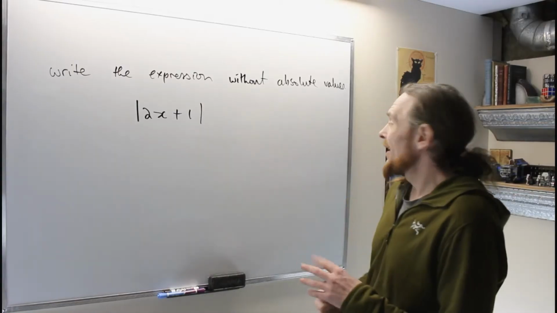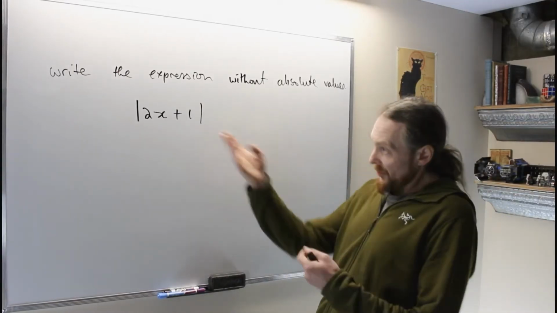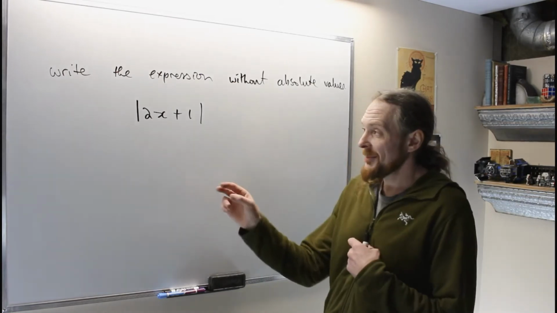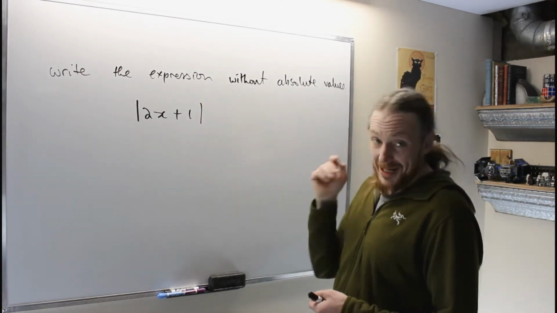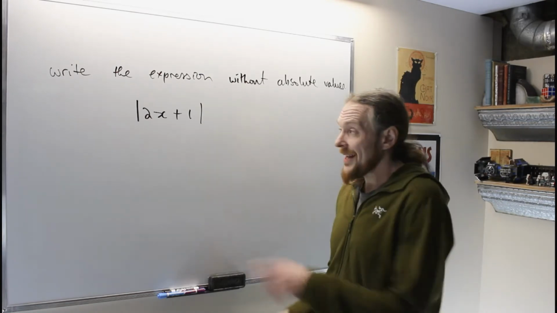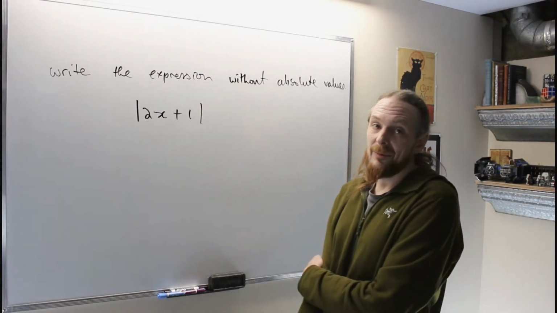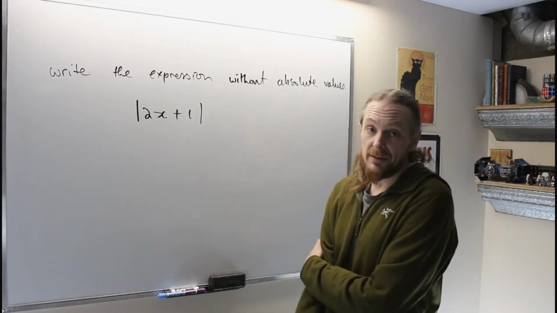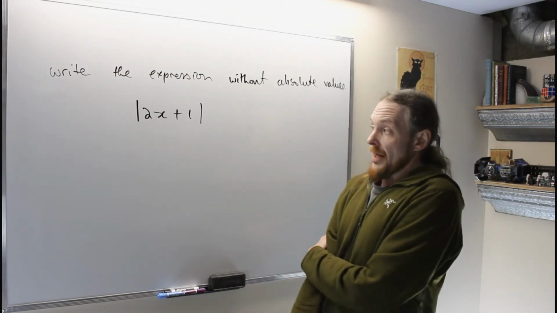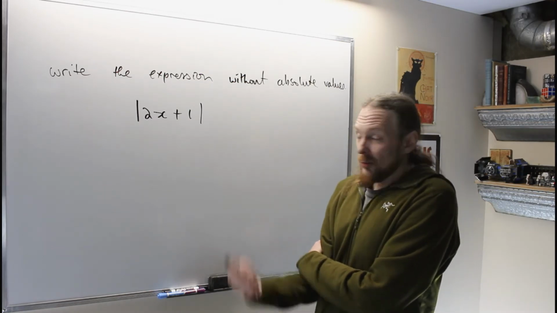Alright, so this time we're doing absolute values, and what we're specifically going to do is we've stepped it up from the previous absolute value ones. We're still going to write this expression without absolute values, but now we have a variable x in there, and x is free to range over the entire real numbers because we have no division or even nth roots.